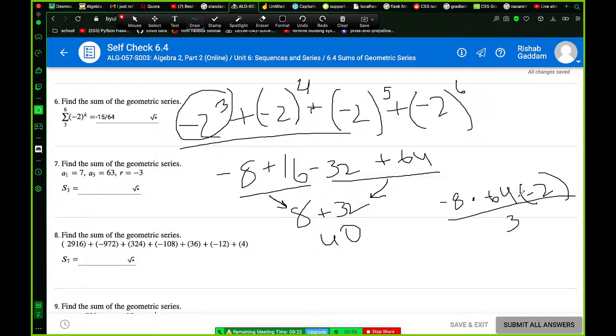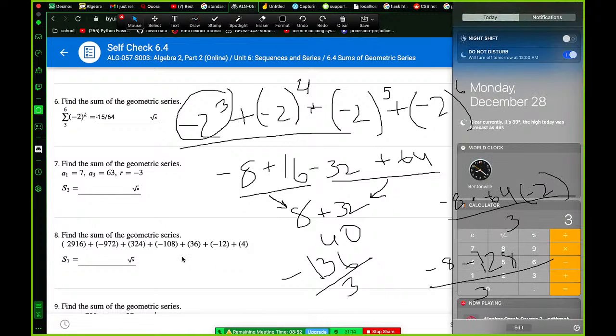So 62 times -2 is -128, -8 over here, divided by 3, and now you just multiply across, add stuff. So that becomes negative 136 divided by 3. So that's 6 divided by 3. And that gives you 45.3.